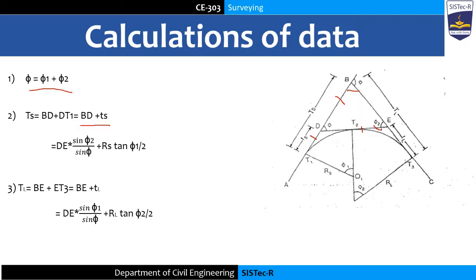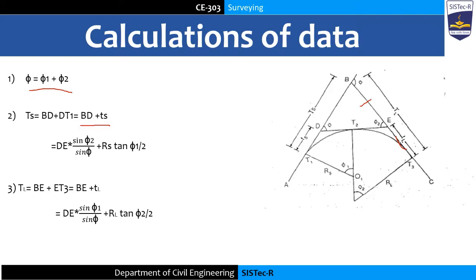Similarly, if we apply the same formula on the right hand side, that is for the bigger curve, I will get capital TL. So capital TL will be equal to BE plus ET3, that will be equal to BE plus small TL. This we are having as B, and this is small TL. So capital TL will be equal to B plus ET3, that will be equal to B plus small TL.